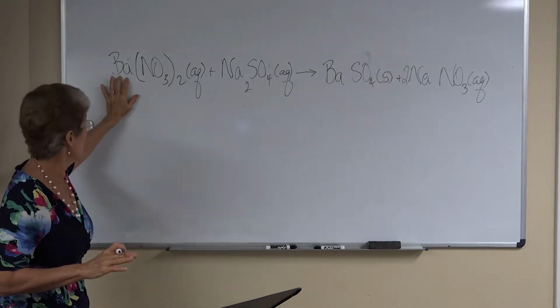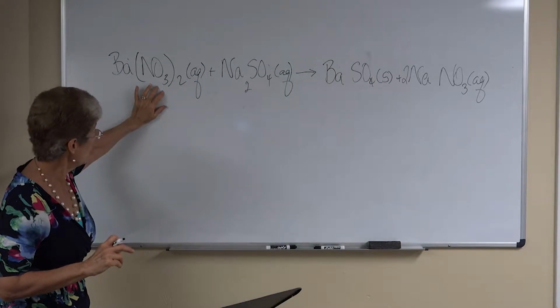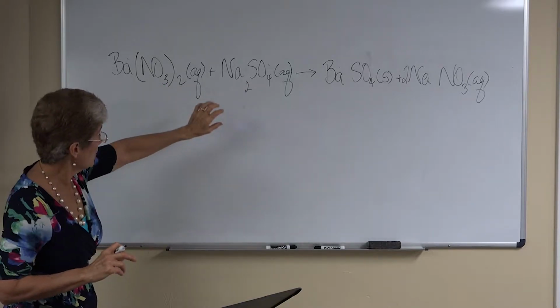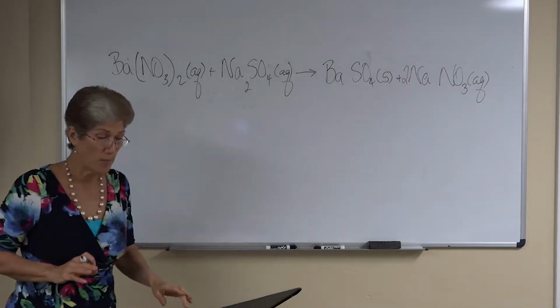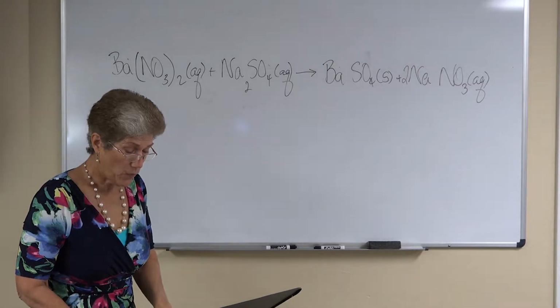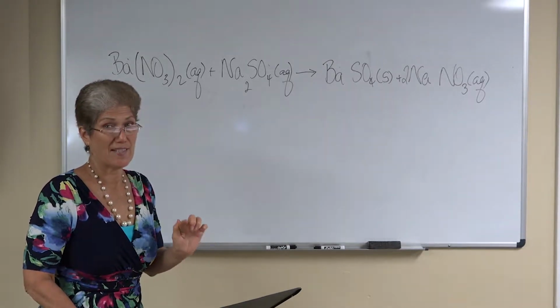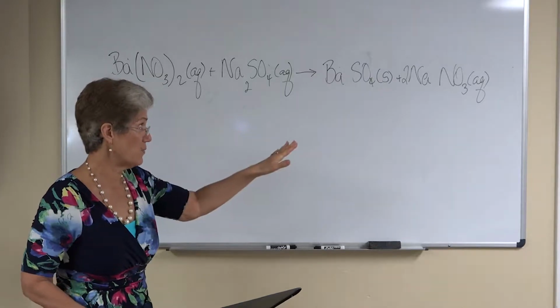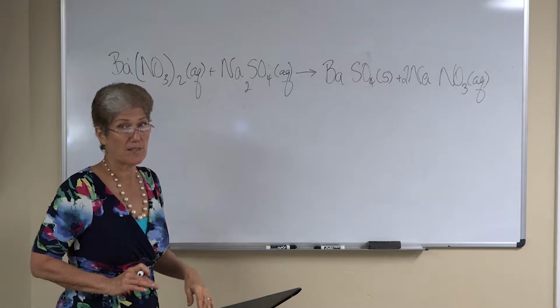So we have 1 barium, 1 barium, 2 nitrates, 2 nitrates, 2 sodiums, 2 sodiums, 1 sulfate, 1 sulfate. So we are balanced. So that is what this should look like. Remember that if we're not told that it is a solid, then you're going to assume that it's aqueous. We were told that this one is a solid, so that's why it got the solid.